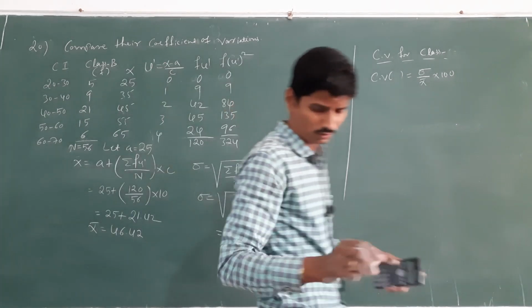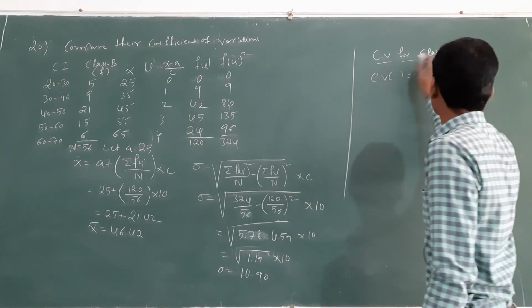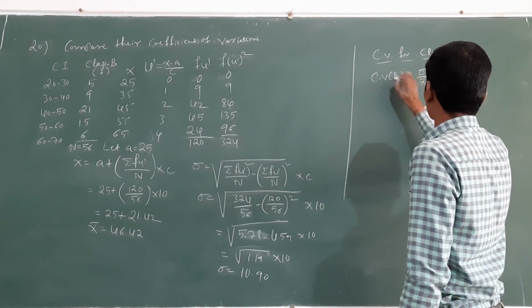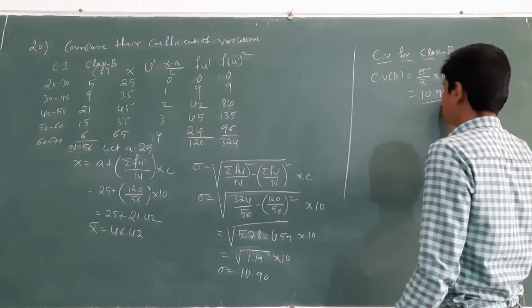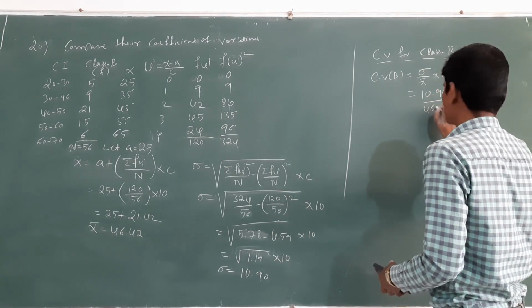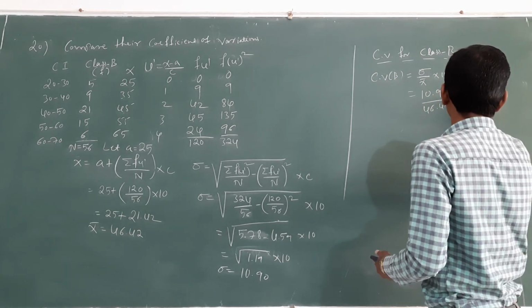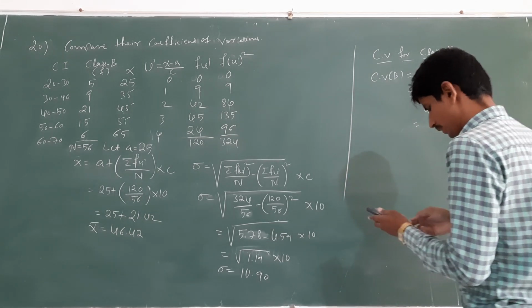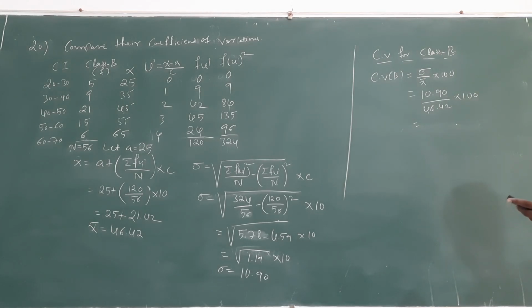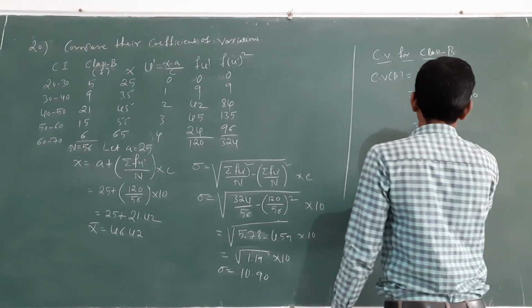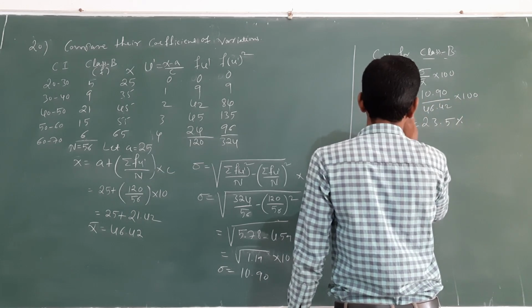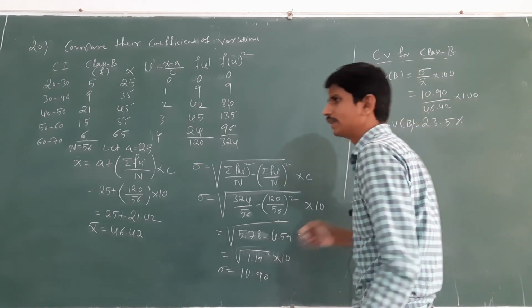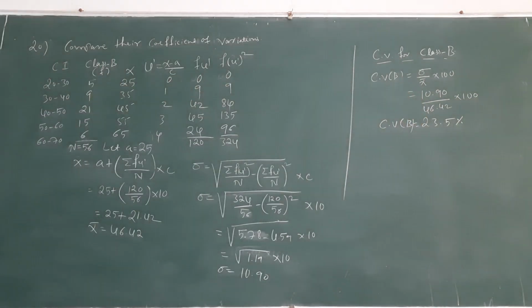Then substitute the values for CV for B. It is class B, it is CV for B. Sigma value is 10.90 divided by x bar value, which is 46.42, into 100. Divided by 46.42 into 100, then you will get 23.5. CV for B equal to 23.5 percent.